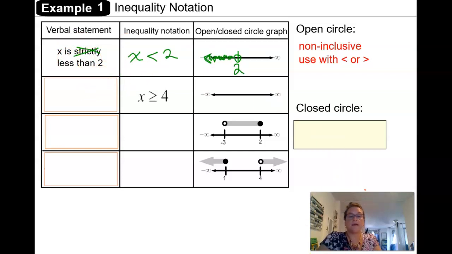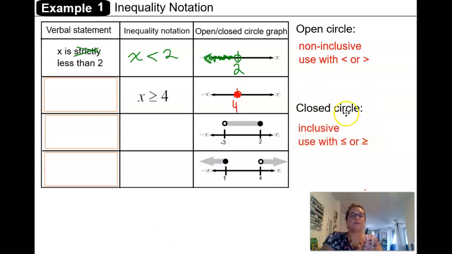Okay, in the next row, instead of starting with the verbal statement, we're starting with inequality notation, and we're going to use that to generate the graph using open and closed circles and then a verbal statement. So remember the alligator, since it eats the bigger number, the x has to be bigger than or equal to the 4. So x is greater than or equal to 4. It means we're going to have a closed circle at 4 on the number line because the 4 is included in the solution, and that's called inclusive.